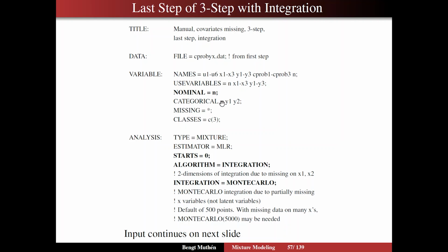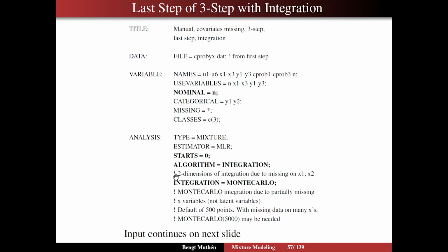What's categorical? Well, Y1 and Y2 are. But we don't have the possibility of declaring X1 as categorical, despite the fact that it's binary, and that was a disadvantage of this method. 3 classes, estimator MLR, and starts equals 0 because we're in the last step. And now we have to specify algorithm equals integration.